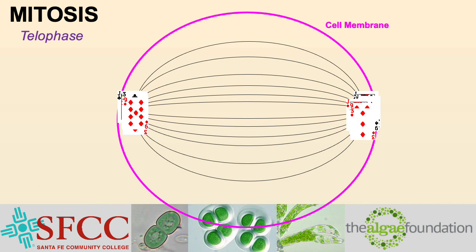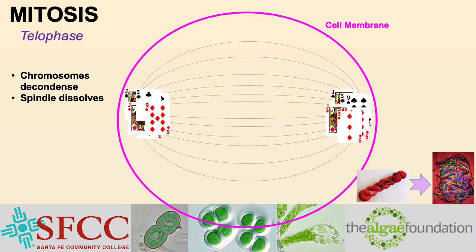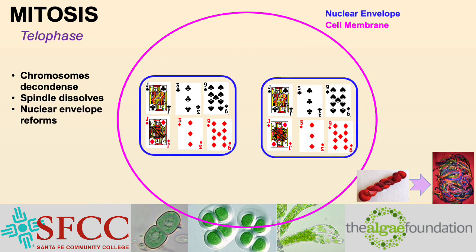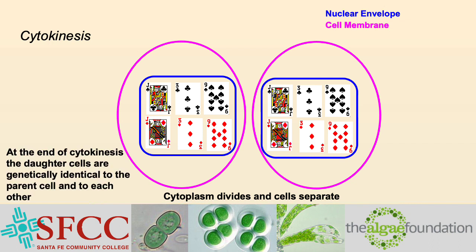The last phase of mitosis is telophase. This is where the chromosomes decondense, or you can think of it as the yarn unwinds, the spindle dissolves, and the nuclear envelope reforms. This gives rise to a short-lived single cell with two genetically identical nuclei. The last step in cell division is cytokinesis, or division of the cytoplasm. At the end of cytokinesis, the daughter cells are genetically identical to the parent cell they came from and genetically identical to each other.